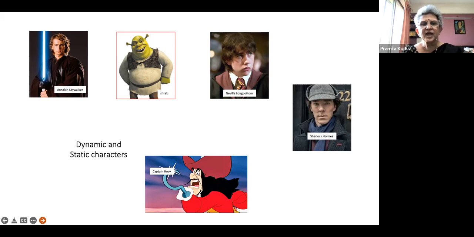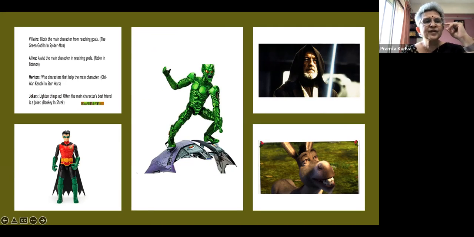All right, let's go to the next. Now, we have villains. They block the main character from reaching the goal. And they have the allies. They help the main character in reaching the goal. Robin in Batman. Mentors. I think you've not been watching Star Wars, so you don't know. Obi-Wan Kenobi helps Anakin Skywalker. Jokers, Donkey in Shrek. These are the other characters that you find in a story. Villain, allies, mentors, and jokers.